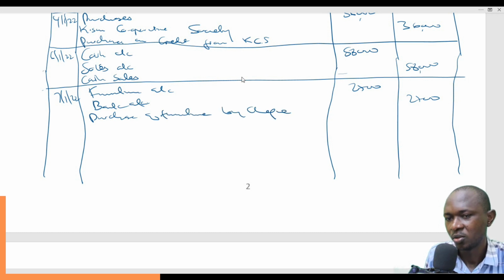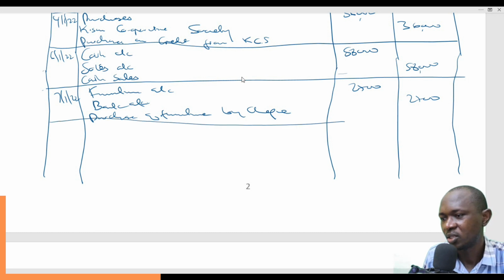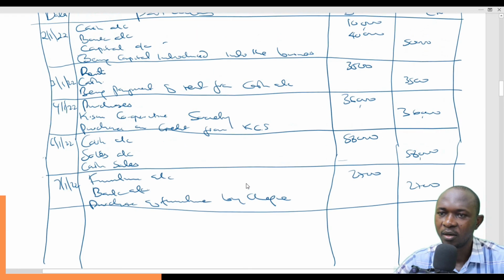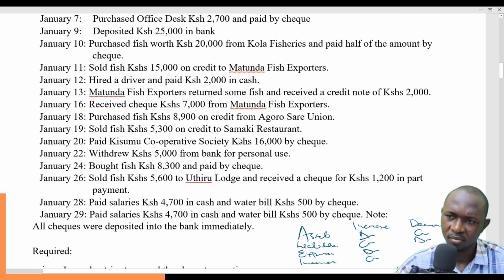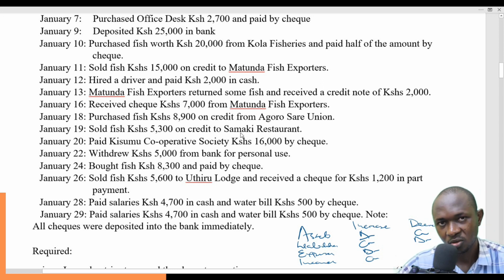That's how it goes. Then you go to January 9th, deposited 25,000 in the bank. From where? Definitely from cash. So January 9th, bank increases, cash reduces. When bank increases, we debit. When cash reduces, we credit. And we call those kinds of transaction contra entry.